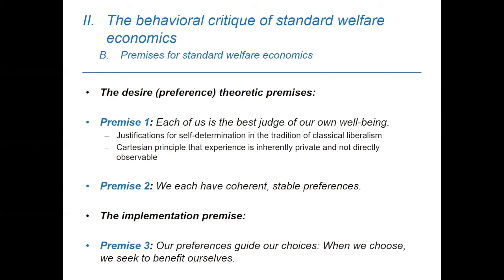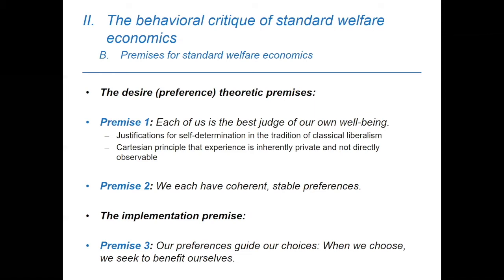Alternatively, we can rely on the Cartesian principle that experience, subjective experience, is inherently private and not directly observable. And for that reason, I am the only expert on my own subjective experience. And therefore, I deserve deference when it comes to the normative evaluation of my own experience. The second premise is that we each have coherent, stable preferences. These preferences embody our desires.